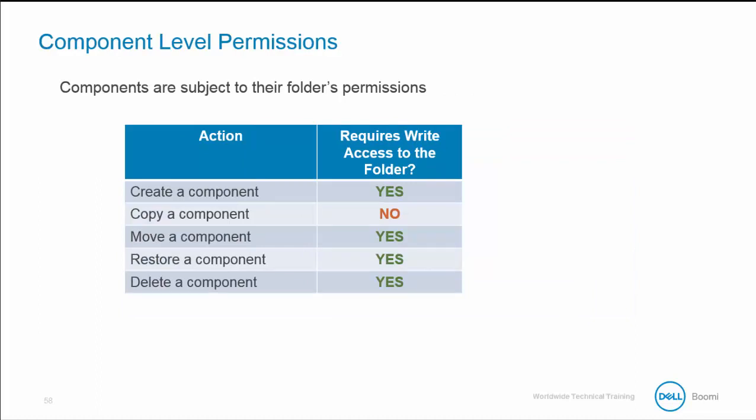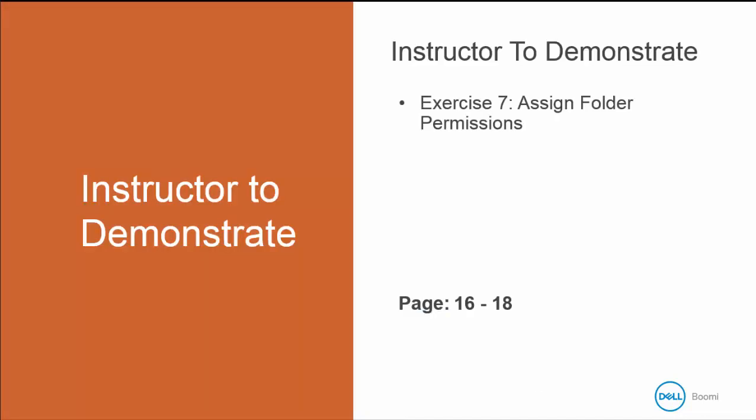This chart displays the permissions needed to perform component actions. Except for copying a component, you need access to the folder. So to create, move, restore, and delete a component, you need access to the folder. To copy a component, you do not need access to the folder. So now what we're going to do is exercise number 7, assign the folder permissions.